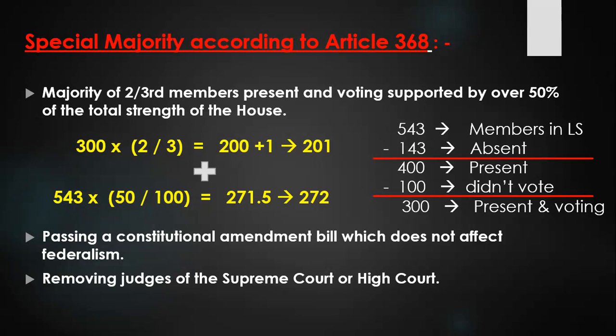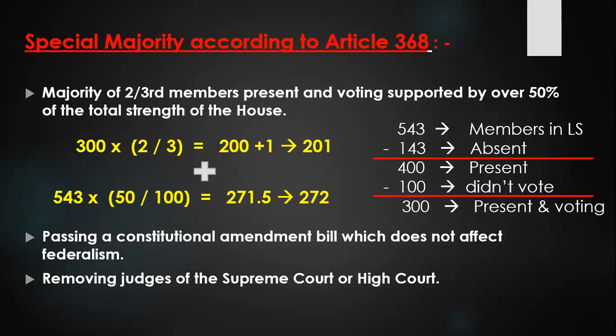Now we need more than 200 because majority means more than. So we will add 1. So majority will come 201. Why? Because what was the language? Majority of 2/3 of the members present and voting. So what came as the majority of 2/3 of the members present and voting?